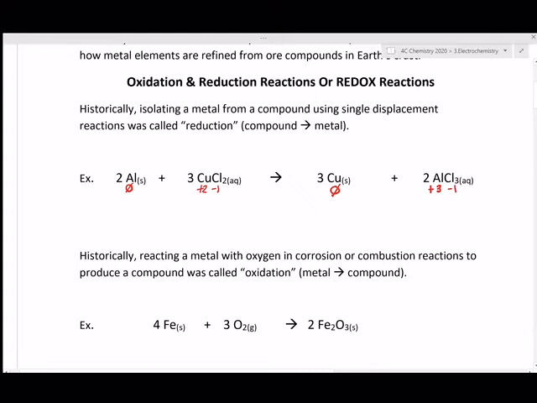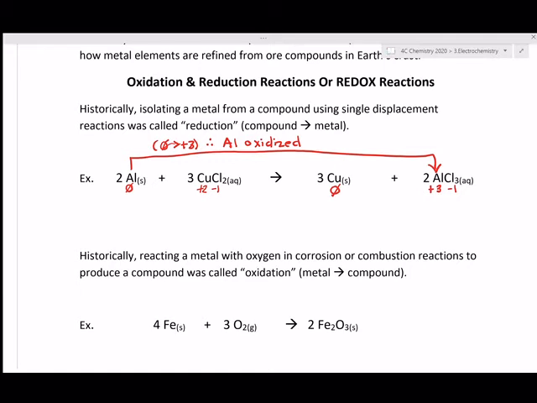Okay, so then we're looking for something that has changed. So here's aluminum. It went from 0 to +3. So it had an increase in its oxidation number. 0 to +3. So therefore, aluminum was oxidized. Okay. So if you increase your oxidation number, you must have lost some of your negative electrons. So think of LEO, loss of electrons is oxidation.